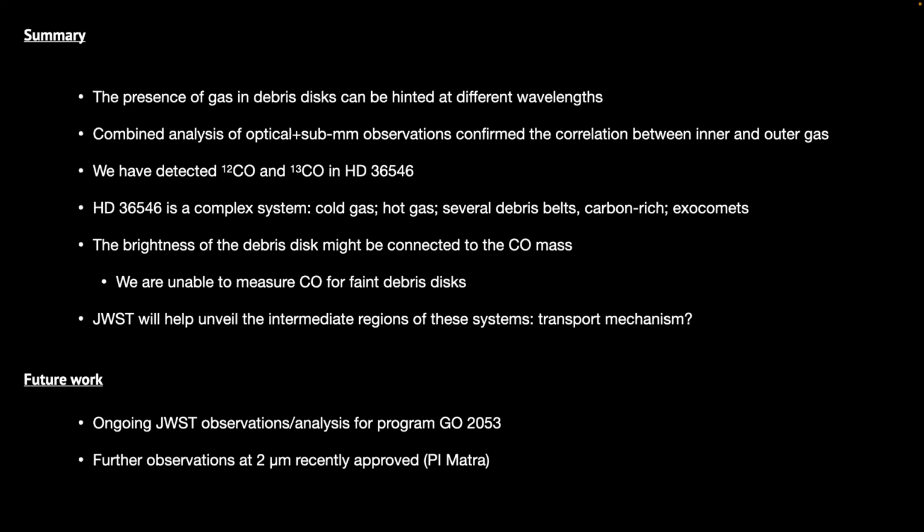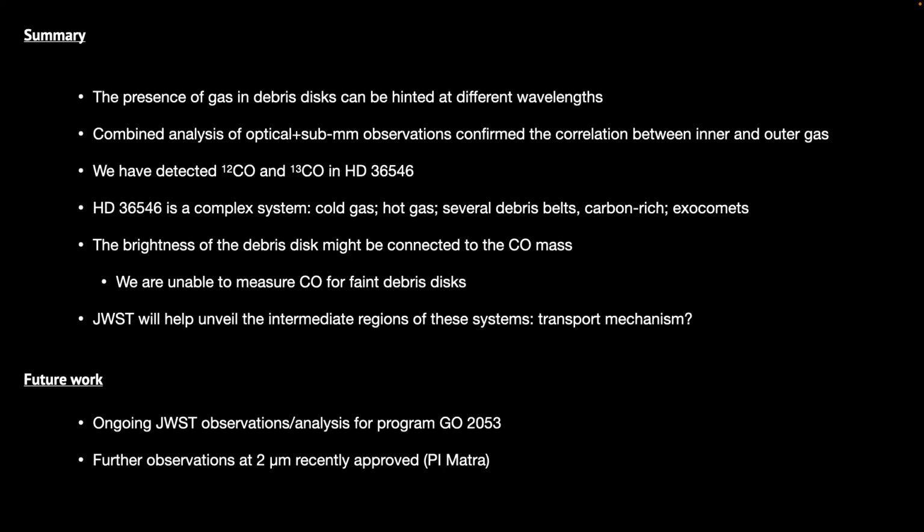Then I want to highlight some of the results from AC36546. It's a very cool system. We have detected 12CO and 13CO, so it has cold gas. It also has hot gas from the spectroscopy. I think I didn't mention it explicitly during the talk, but it has several debris belts similar to what I was showing at the beginning of the talk, the asteroid belt analog and the Kuiper belt analog. So there is a distribution of the dust in the system. It is very carbon rich, so it might have had a recent collision. And it has exocomets. We have detected variability in the spectra that we think is related to evaporating bodies.